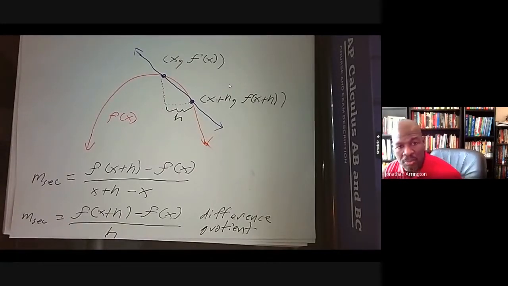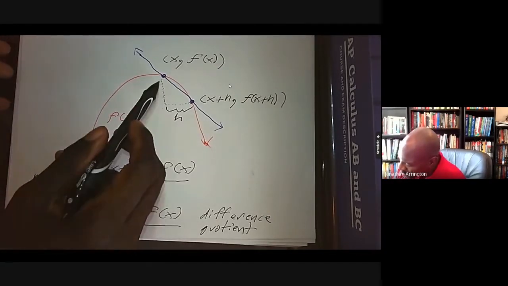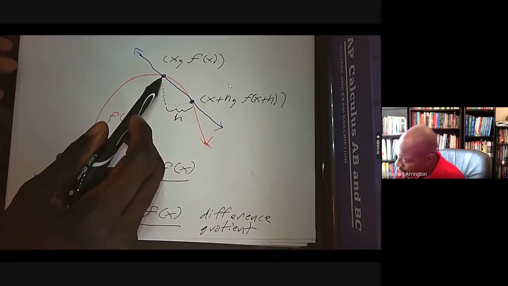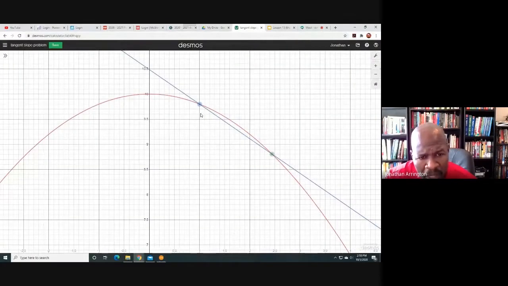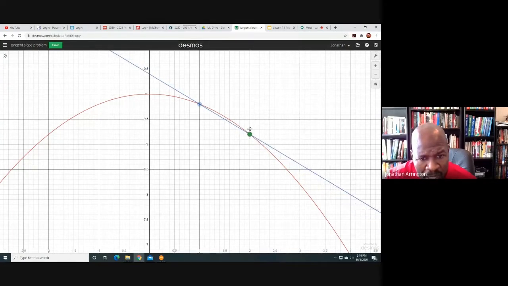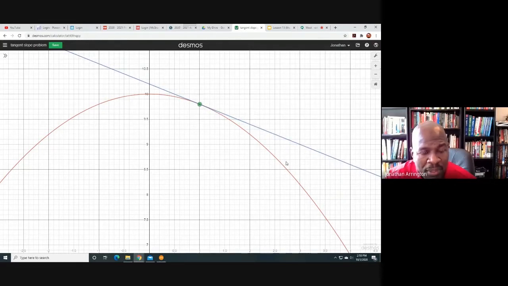The title of this problem is the slope of the tangent line. And I want to get a tangent line right here at this point, X. So how is that going to work? Well, if I want to get a tangent line right here at this point, X, then that means this point, X plus H, needs to get closer to X. I need to make this point X plus H get closer and closer to X until it's right on top of X. That's what I need to do. But how can I do it?